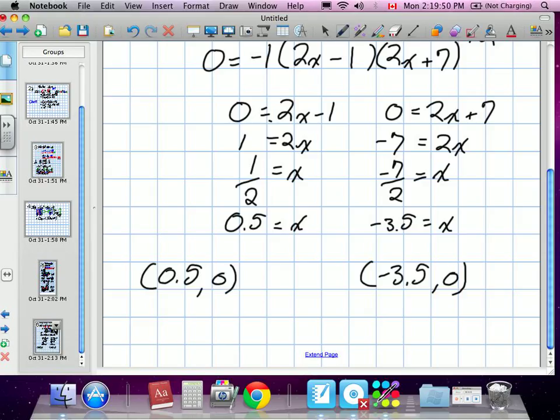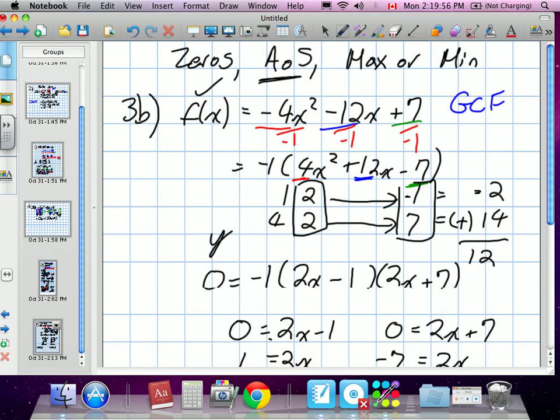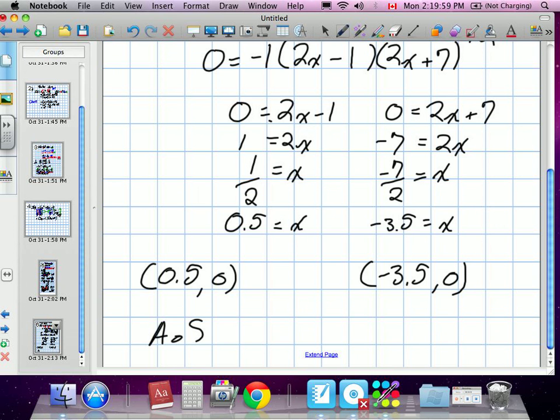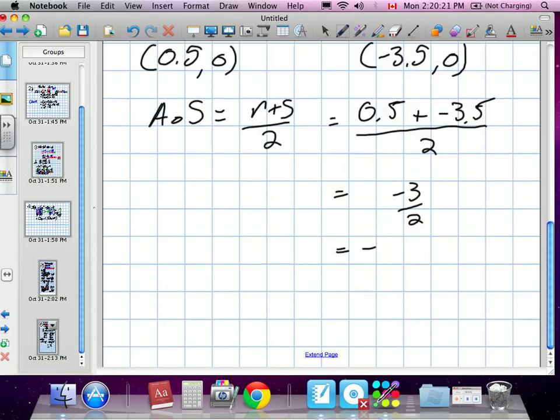So I figured out my zeros. Next I'm looking for the axis of symmetry, which is r plus s divided by 2. We know that this is our r and our s value. So we're going to have 0.5 plus negative 3.5 divided by 2. That's going to give us negative 3 divided by 2, which is negative 1.5. So negative 1.5 is where our axis of symmetry is, which is also the x value of our vertex, because we need to find the maximum and minimum. So we already found our axis of symmetry now.